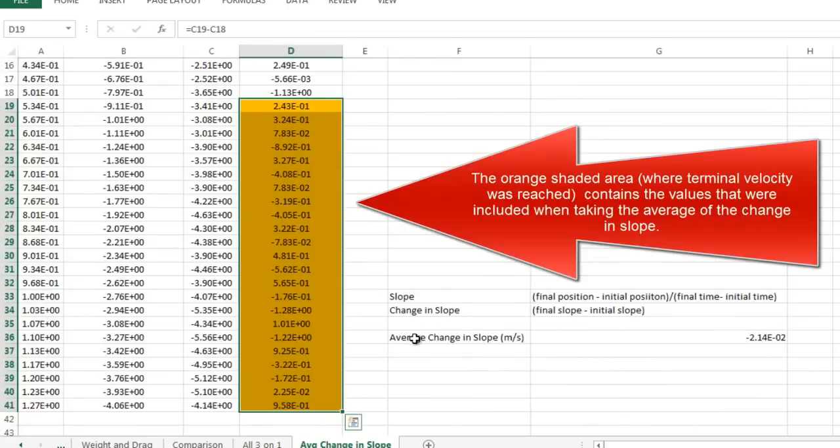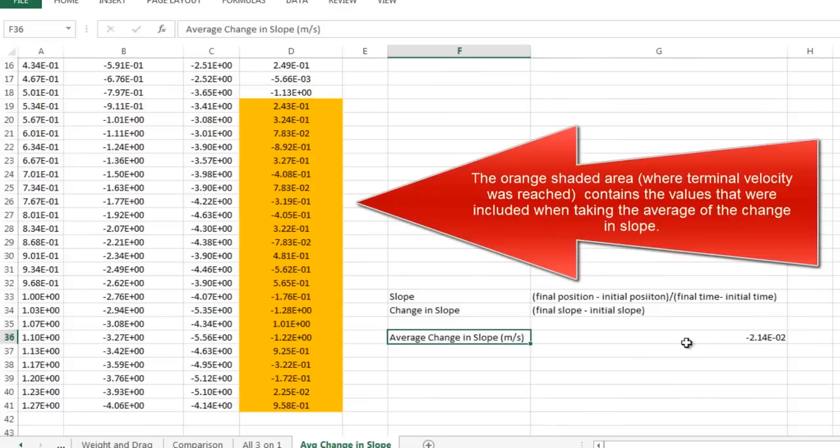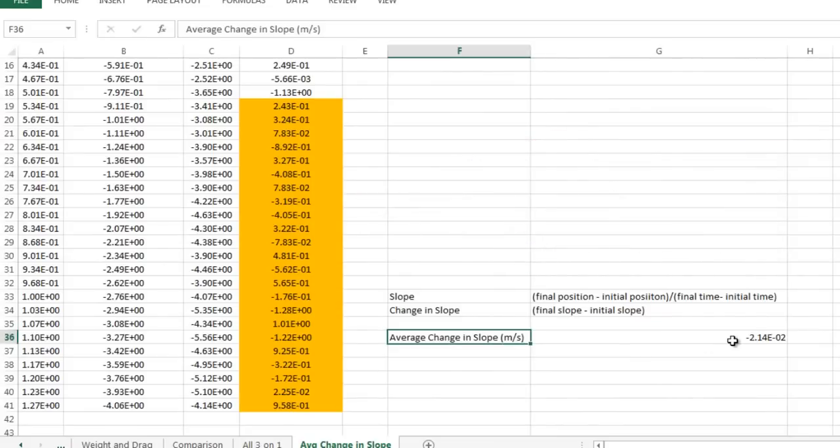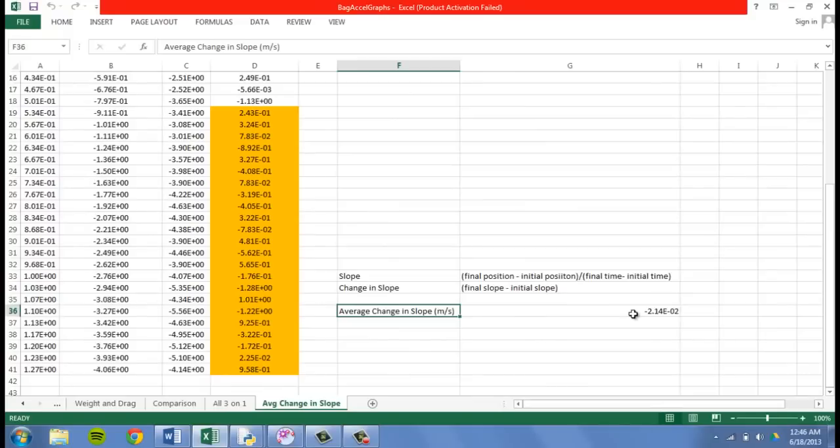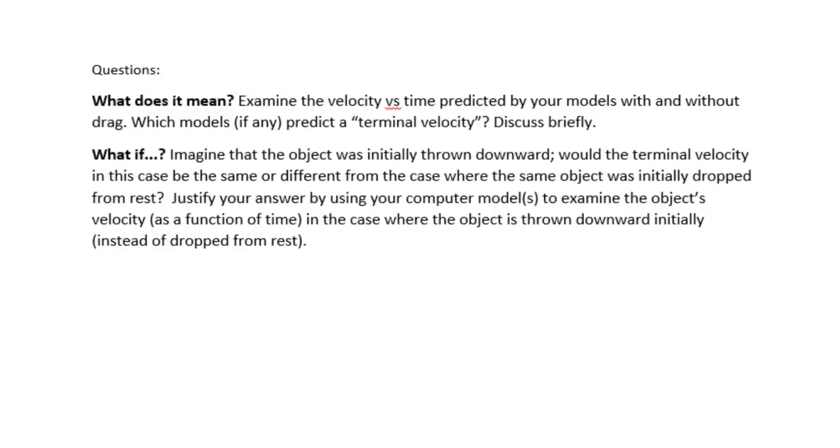The average change in slope was found to be 0.002 meters per second, or negative in this case because it was going downward. If I had dropped the bag from a higher point, I'm sure I could have gotten even lower numbers to a point where the change in velocity would be zero, meaning terminal velocity was reached. Now let's answer the questions.